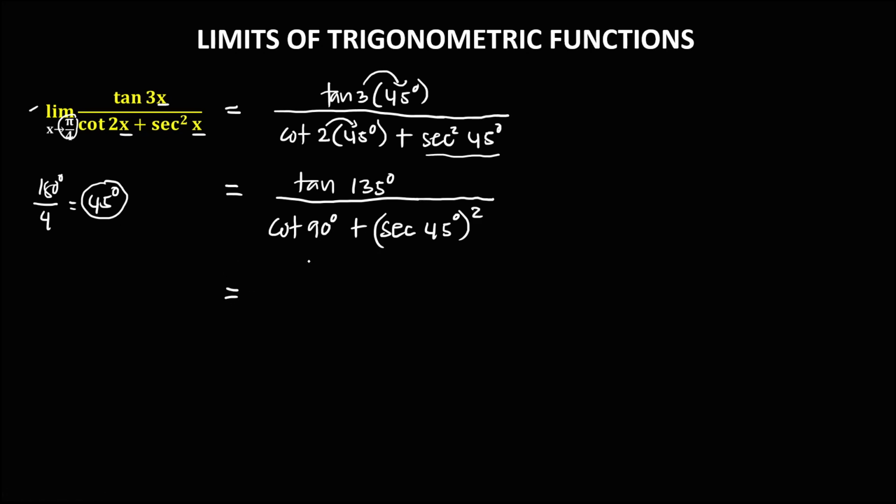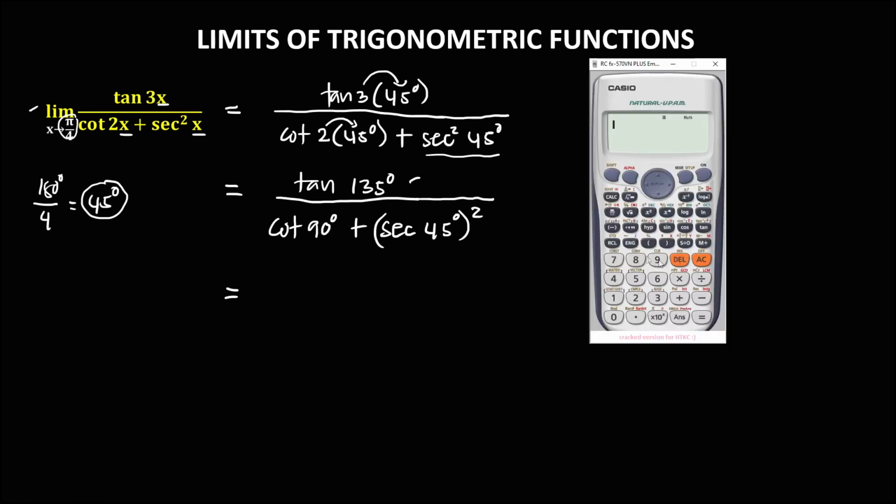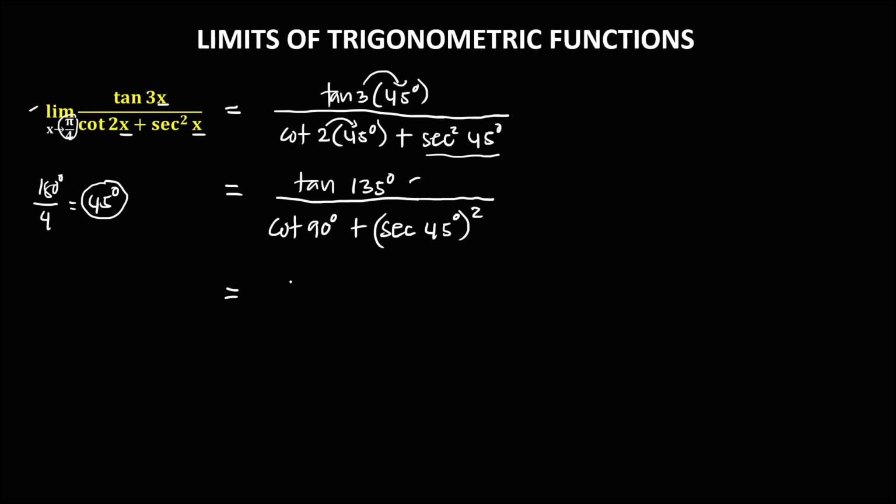Then using the calculator to find the value for tangent 135 degrees, we have tangent 135 equals negative 1. So the numerator is equal to negative 1, over. Since in the calculator there is no cotangent and no secant, we're going to use the identities to solve for cotangent 90 degrees.